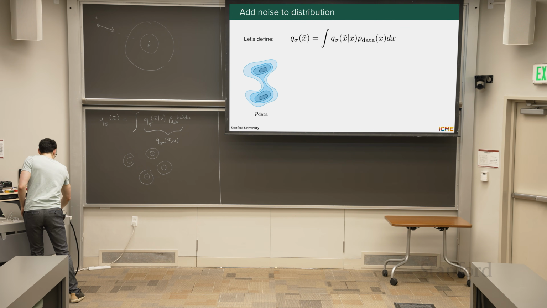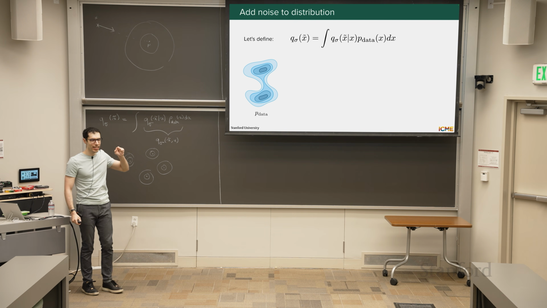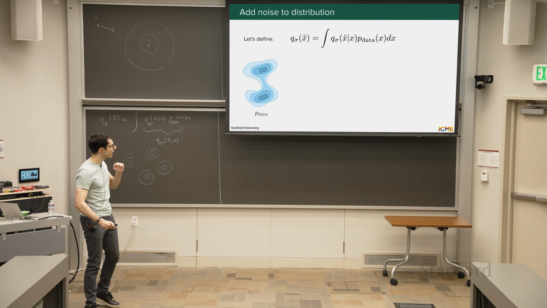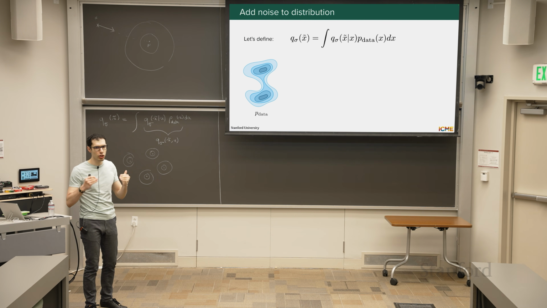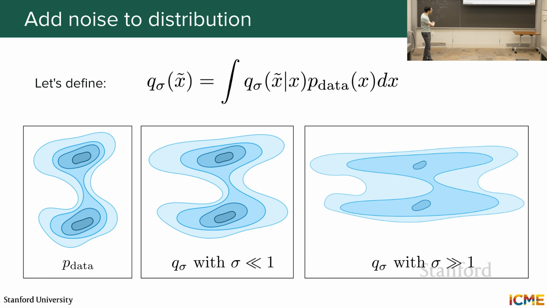Cool. So as you can tell, q sigma is a function of sigma, and sigma tells you how much noise you're adding to the distribution. If you have a small sigma, your distribution is just a little bit noised, so it just spreads a little bit. But as you add more and more noise, it spreads out and takes much more space.